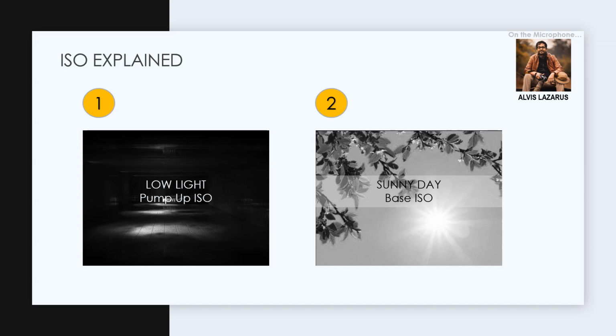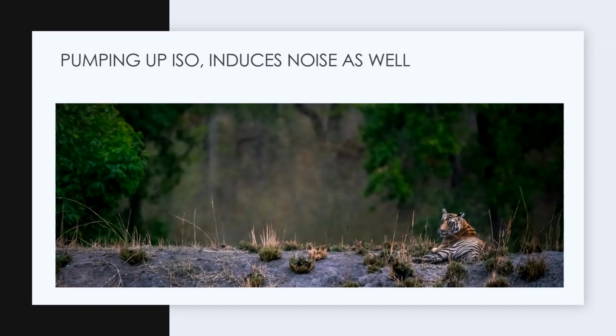One important thing in increasing your ISO is that when you are pumping up your ISO, it induces noise in the picture as well. This is the reason most probably you'll see on your images the sharpness is not sufficient. You will feel your image is not so soft. You are not getting that creamy bokeh which you would see in other pictures. This is the reason you are not shooting it on the right ISO.